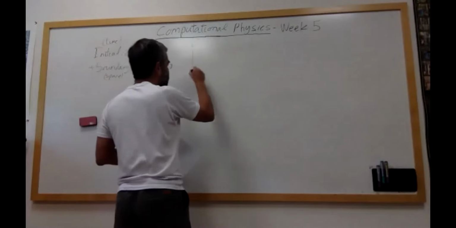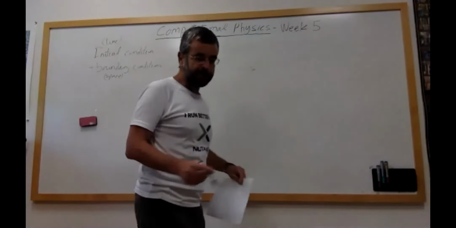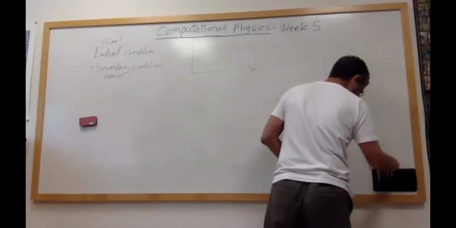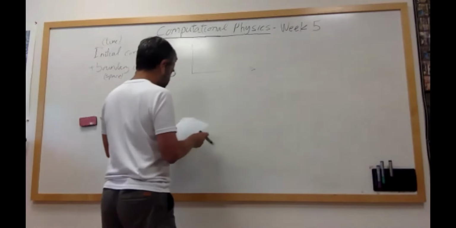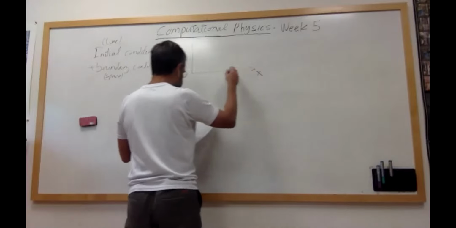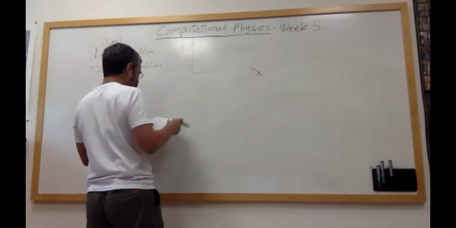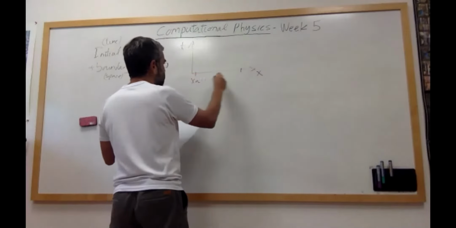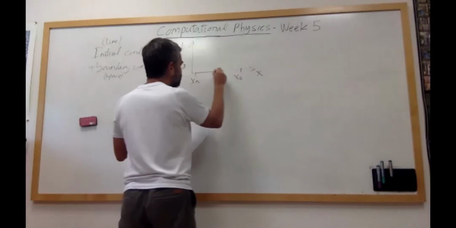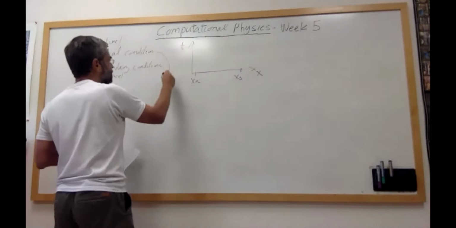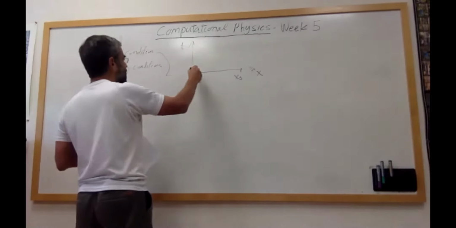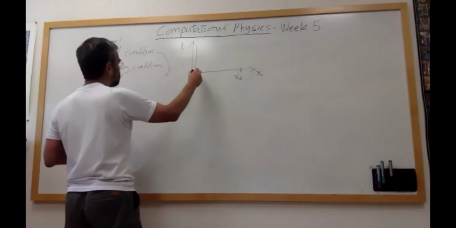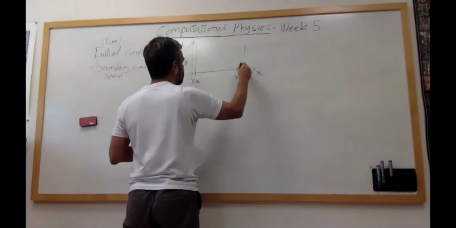So we can now describe the coordinates. So this would be position in space, and this would be the time coordinate. There is some region, let's say XA to XB, where we are looking for the solution. This would be the initial condition, and then we'll have the boundary, the values at XA and at XB.